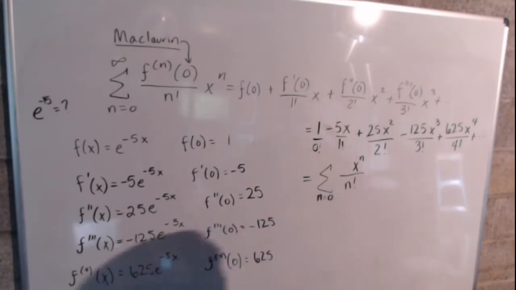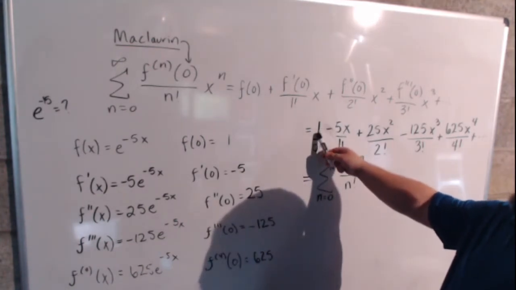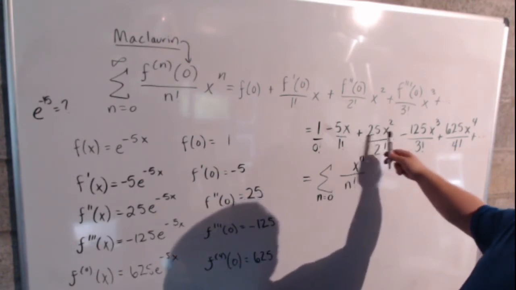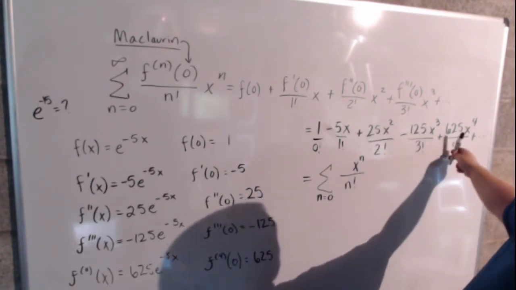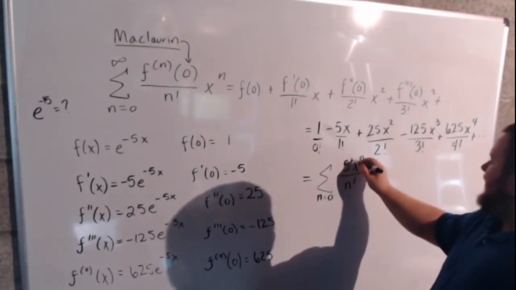Then if I look at the coefficients, I've got 1, which is any number to the 0, 5, 5 squared, 5 cubed, 5 to the 4th. So 5 to the n.